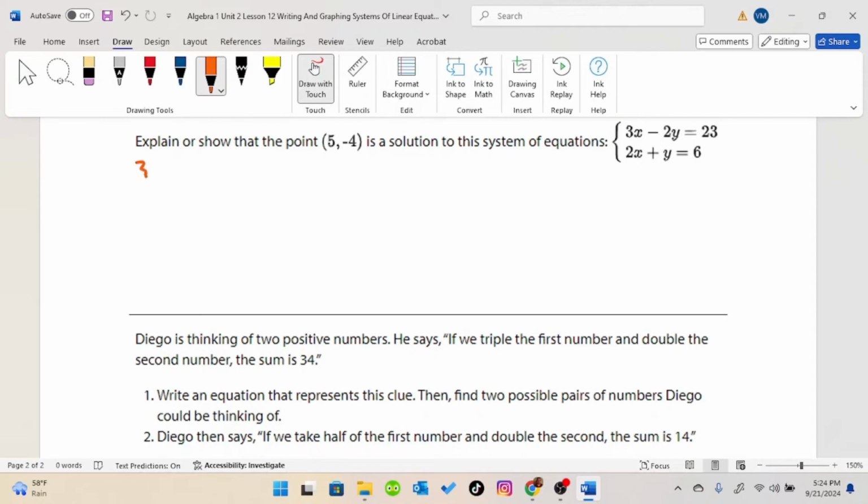So for the first equation, we have 3 times x, so we substitute in 5, minus 2 times y, so we substitute -4, and that should equal 23. 3 times 5 is 15. -2 times -4 is positive 8, and that should equal 23. 15 plus 8 is 23, and 23 does equal 23, so it makes the first equation true.